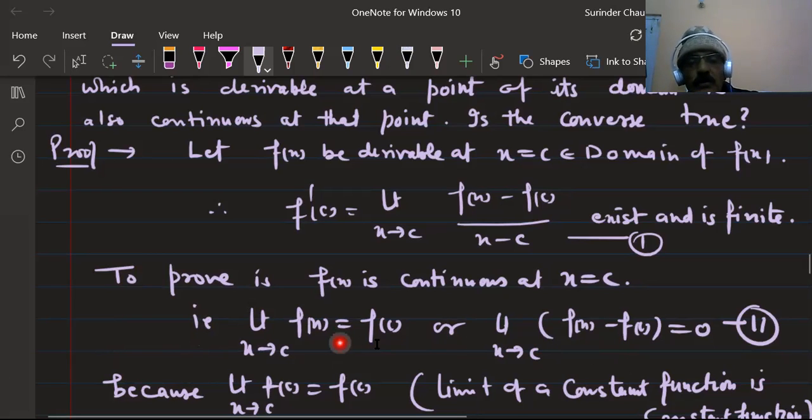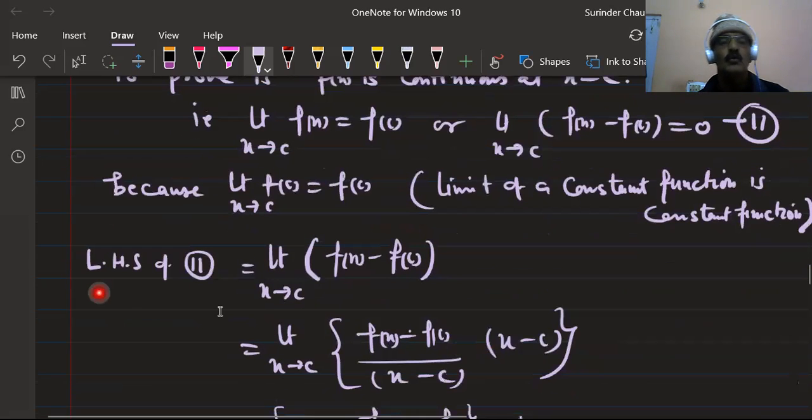So in order to prove this, we'll prove that the limit of a constant function, the limit of x to c of f(x) and f(c), is a constant limit as x goes to c. Now, in order to prove this, we need to show that the limit as x goes to c of f(x) minus f(c) is 0.